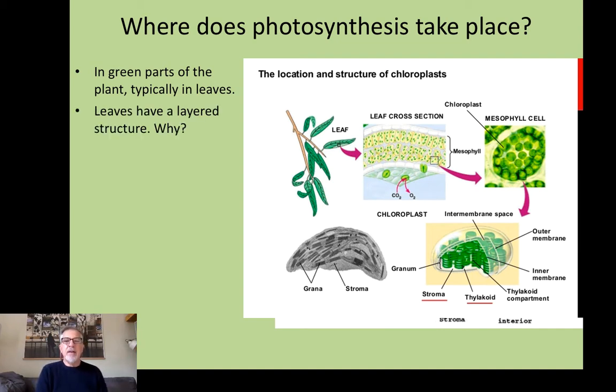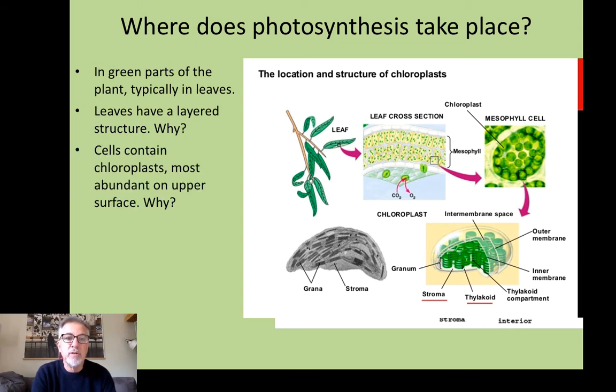Now, leaves have a layered structure, as you can see in this middle diagram here. You can see that there's a layer towards the top of the leaf and a layer towards the bottom, and a lot of space for gases to pass through. And why is that? Well, of course, because one of the reactants in photosynthesis is carbon dioxide, and it has to be able to get into the cells in the leaves to become part of the reaction in photosynthesis.